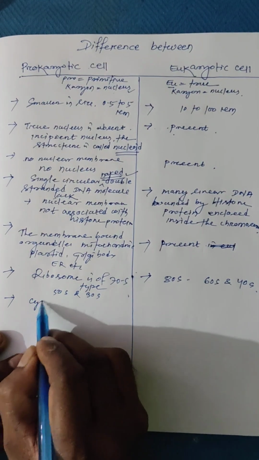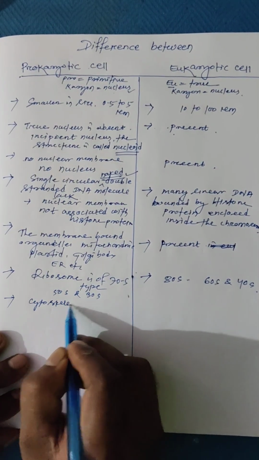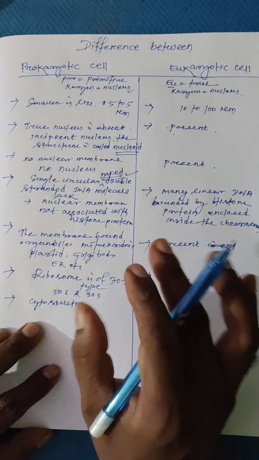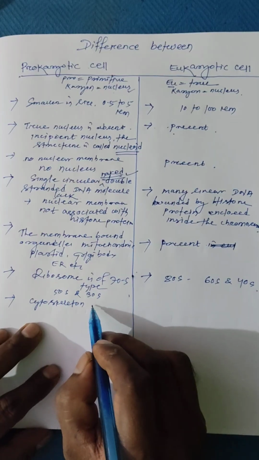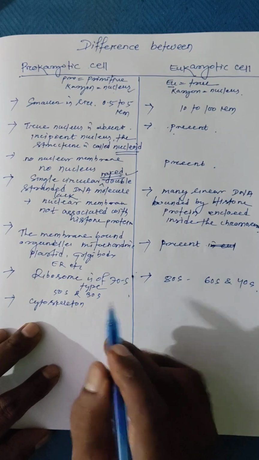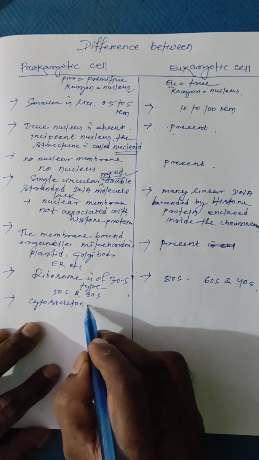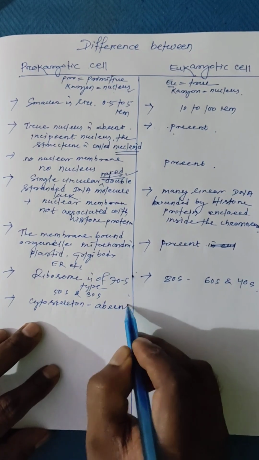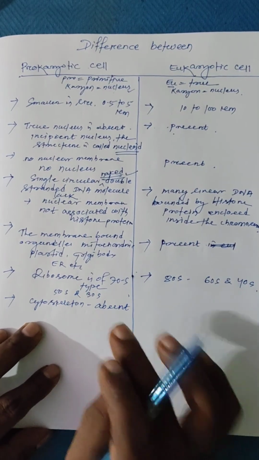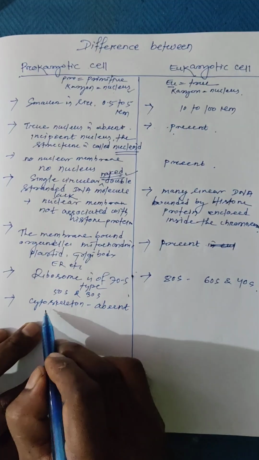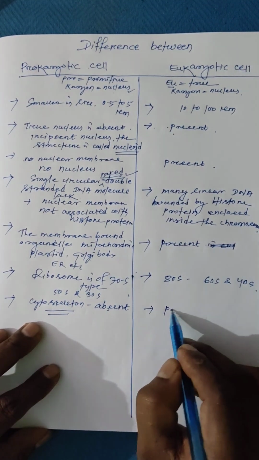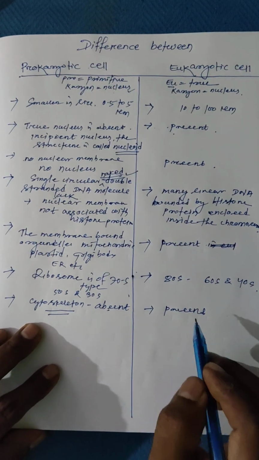About the cytoskeleton, that is the cell skeleton. It is a network of protein filaments that traverse throughout the cytoplasm of the cell. Cytoskeleton structures like microtubules, microfilaments, intermediate filaments are absent in prokaryotes. This cytoskeleton helps in the movement of various substances, nutrients inside the cell. It is absent in prokaryotic cell and present in eukaryotic cell.